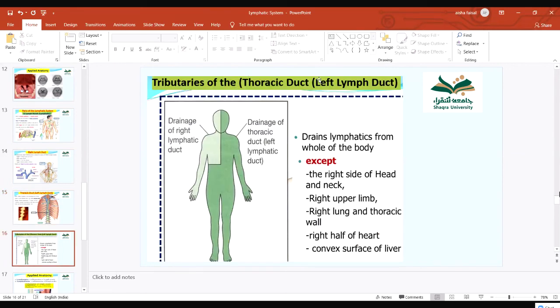So what are the tributaries for the thoracic duct, or the left lymph duct? It drains lymph from the whole of the body except the right side of the head, neck, right upper limb, right lung, right thoracic wall, right half of the heart, and convex surface of the liver. So you can see this is the area which is darker. It is all drained by the thoracic duct except this region, which is drained by the right lymphatic duct into the right brachiocephalic vein.